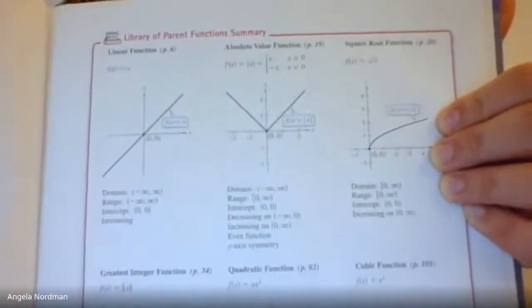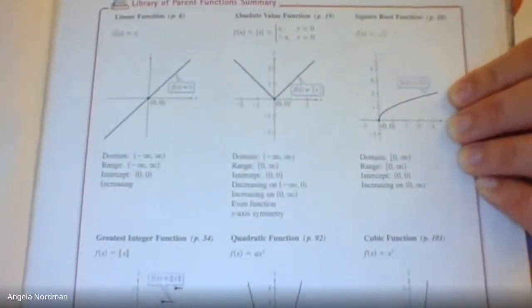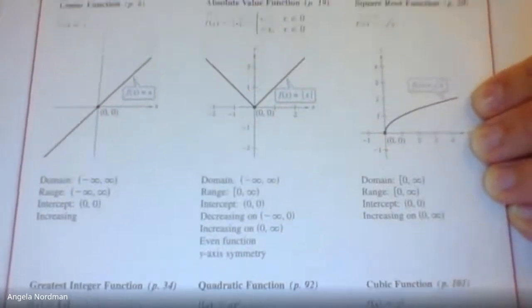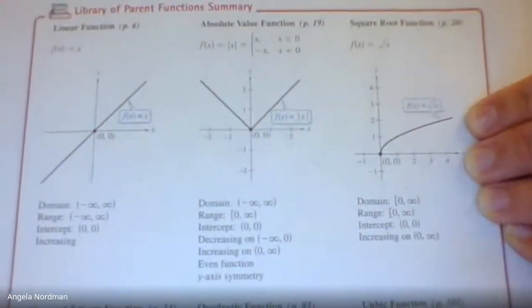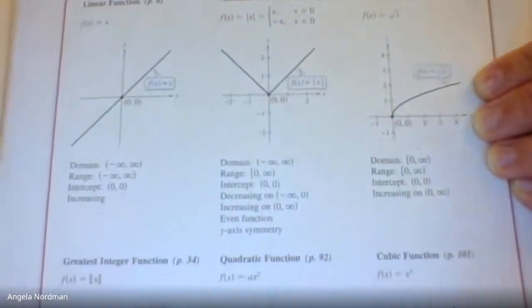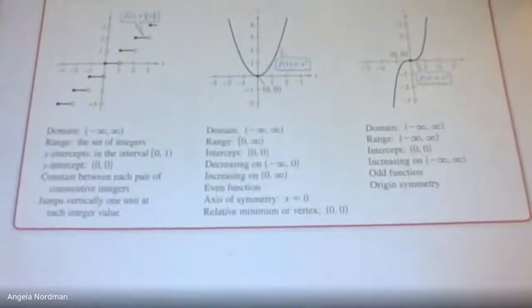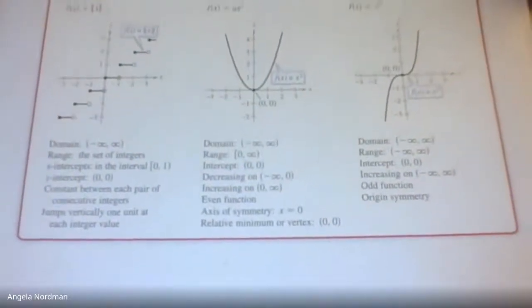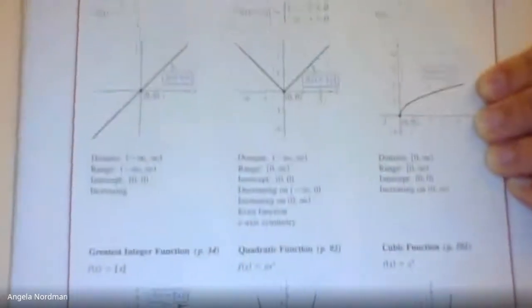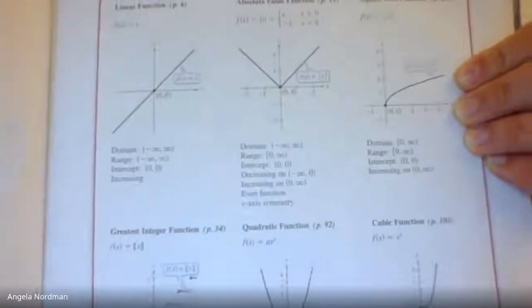But this is the library of parent functions. So specifically, I want you to look at all of the domains. So the domain of my square root, the domain of my absolute value, of just the linear functions. So domain is the very, very top one there. Basically, you should be seeing like, wow, all of these domains are negative infinity to positive infinity for the most part.